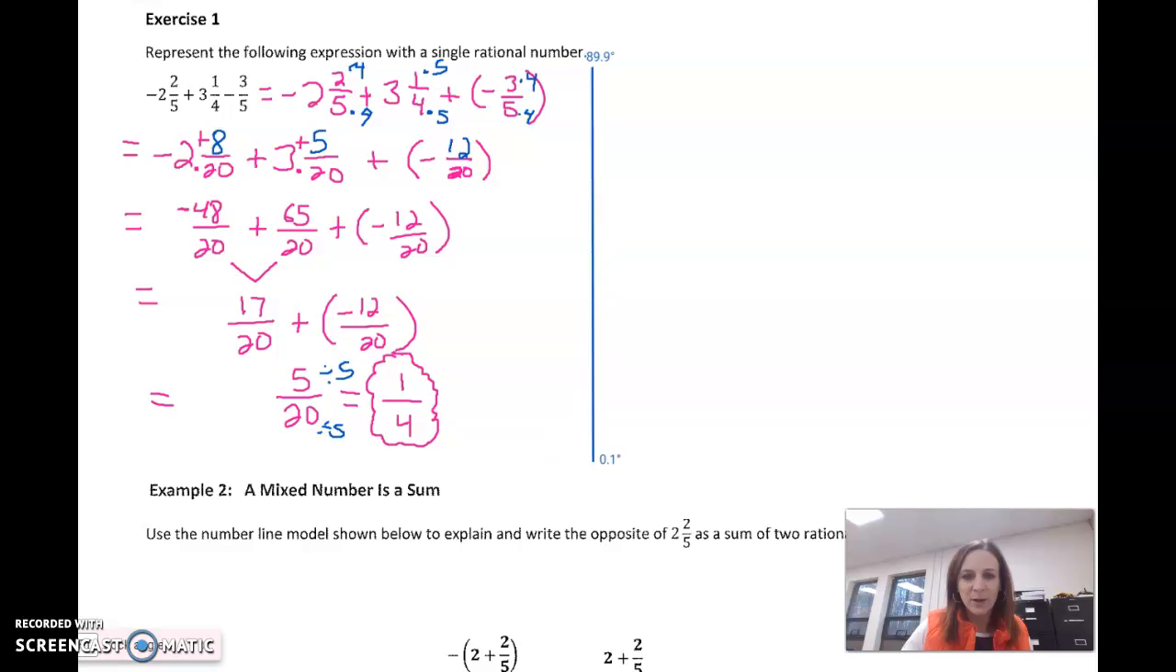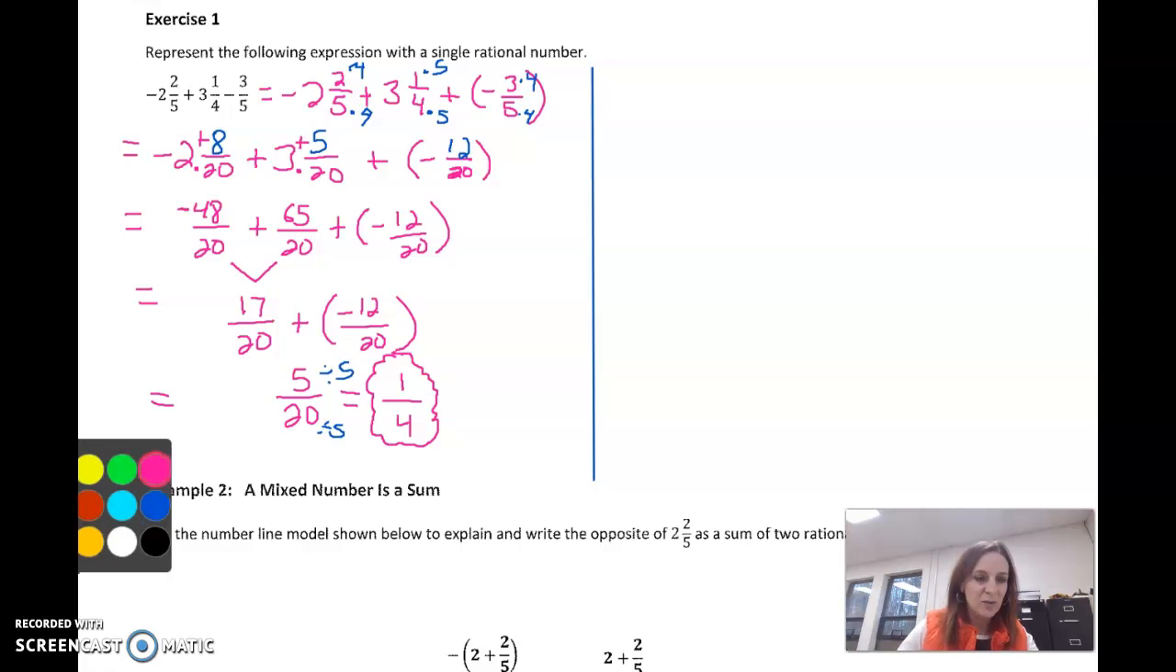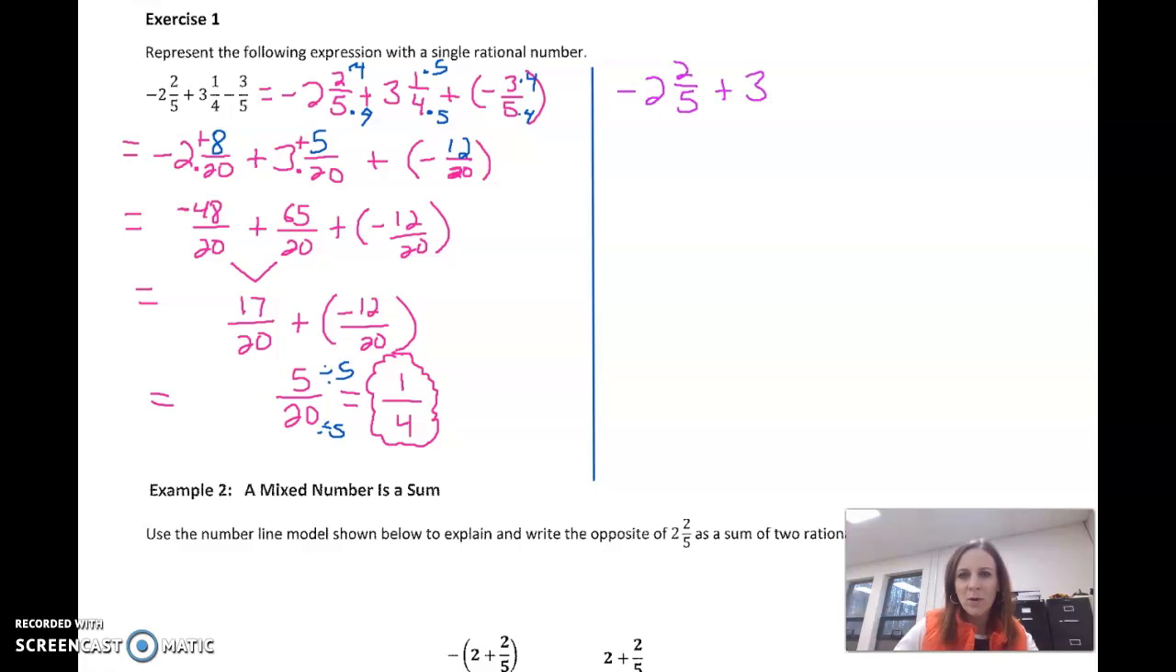All right, so I'm going to break this apart. And we're going to do the same problem again, but I'm going to try to use some properties that make it a little bit easier. All right, so I'm going to start here again. Let's do this in purple. I'm going to say it's a negative 2 and 2/5 plus 3 and 1/4. And instead of saying minus 3/5, again, I'm going to go keep, change. And I'm going to say plus a negative 3/5.